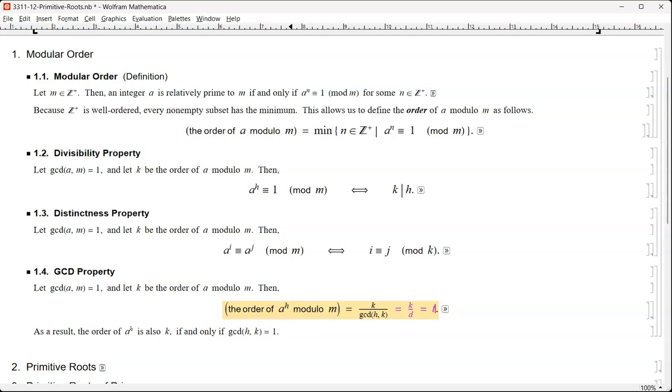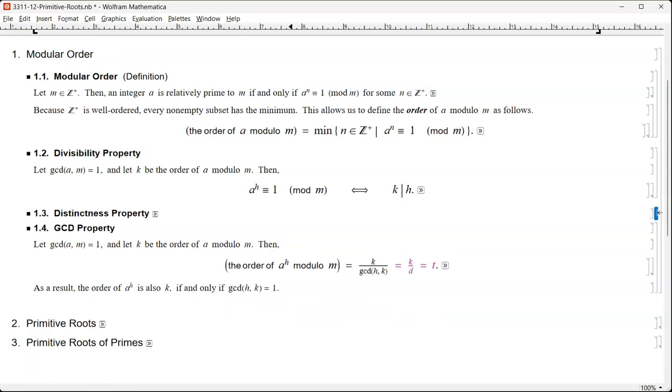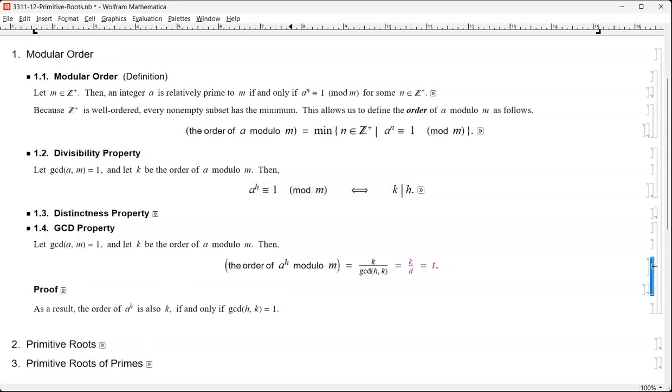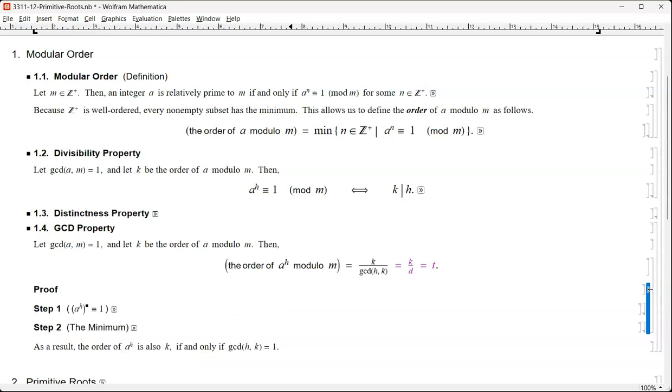Alright, we went through everything except for the proof, so let's start the proof. But before that, I don't think we'll be using 1.3, so let's minimize that. Let's keep these two because we will be using them at some points in the proof. Alright, let's begin. We're going to do it in multiple steps. First, we'll prove that a to the h power, as a matter of fact, using t, to the t power is 1.